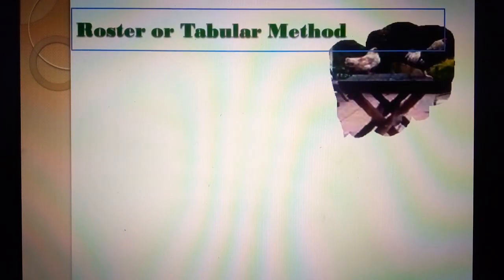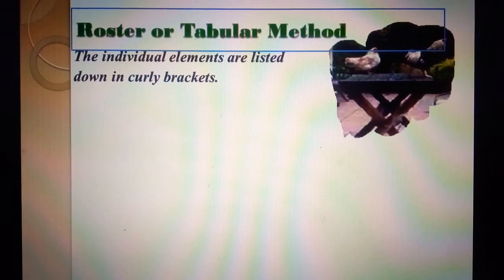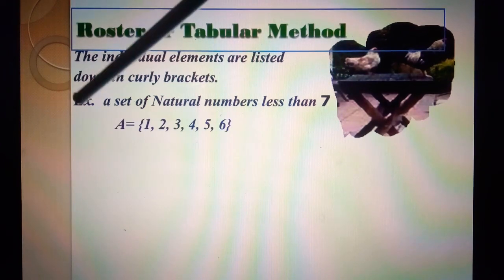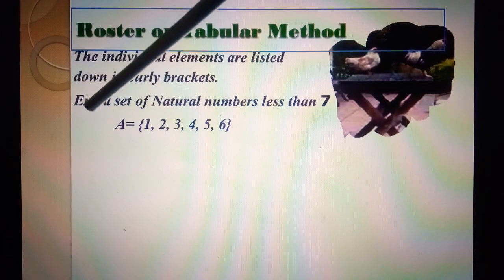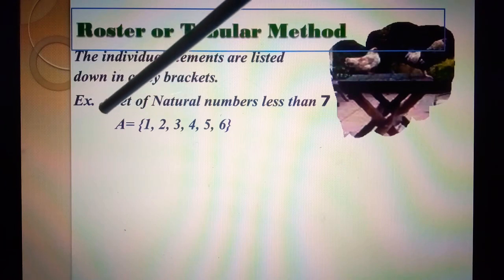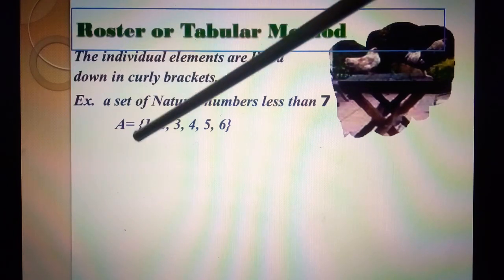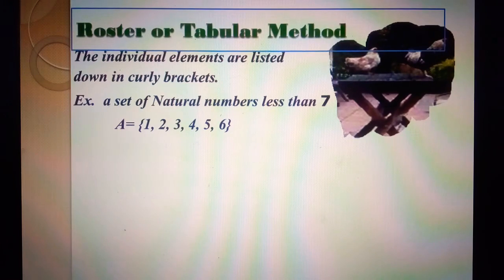So the roster or tabular method, first of all, in this case the individual elements are listed down in curly brackets. So this is a simple representation. So for example, if we have to write a set of natural numbers less than 7, it would simply be a set, let's call it set A. Usually a set is denoted by capital letters. So if we say this is a set A, then set A is equal to {1, 2, 3, 4, 5, 6} separated with these commas.